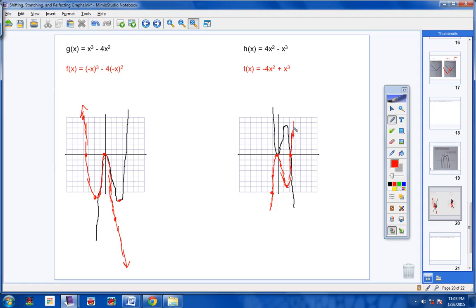So I took some random points that are on this black graph and I moved them across the x-axis, okay? The same distance, like this point was way up here, so I went way down here for this point. This point was about here, so I went to about here, okay? So that's called reflecting the graph in the x-axis or in the y-axis, alright? Now let's go ahead and move on to our next problem.